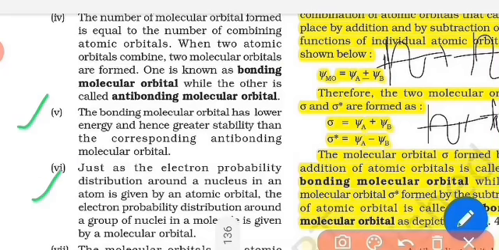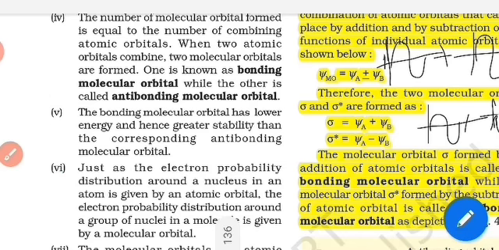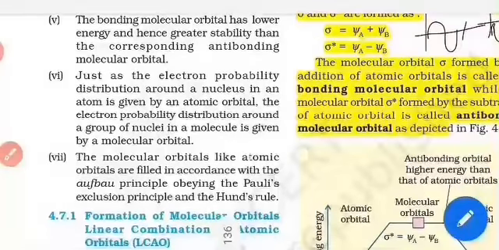Sixth, just as the electron probability distribution around a nucleus in an atom is given by an atomic orbital, the electron probability distribution around a group of nuclei in a molecule is given by molecular orbital. So we can say that as atomic orbital is a probability area for electron around the nucleus, in the same way molecular orbital is also a probability area for electron around the nuclei of all the atoms of a molecule.